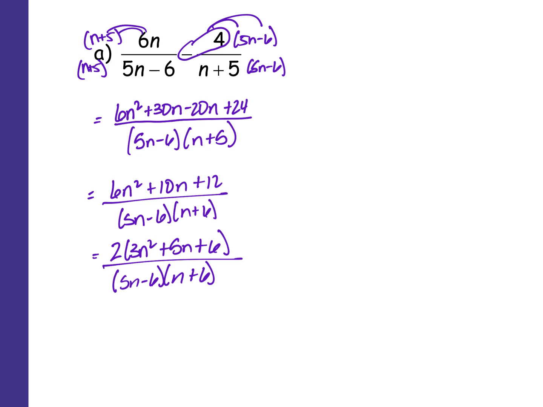So what factors to be 6? 3 and 2. So 3 and 3 is 9. 2 does not make 5. I need to add, what needs to add to be 5? I don't think that's going to work. 3 and 2 is 6, plus 3 is 9. Yeah, no. So that's as far as it can go right there. Okay? Awesome sauce.